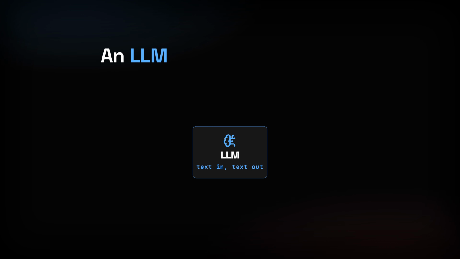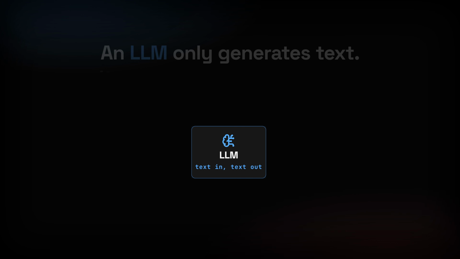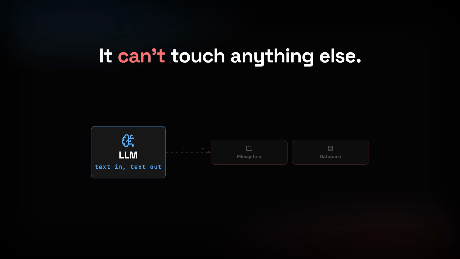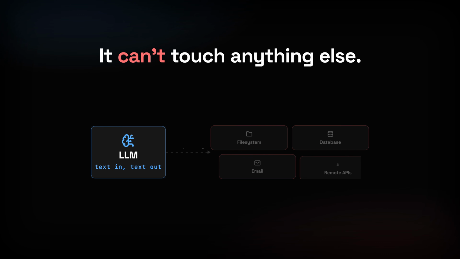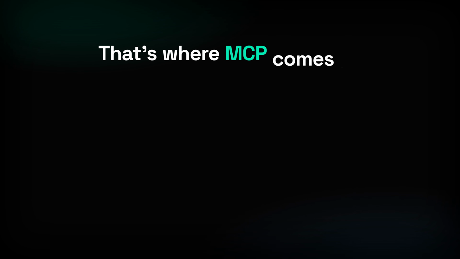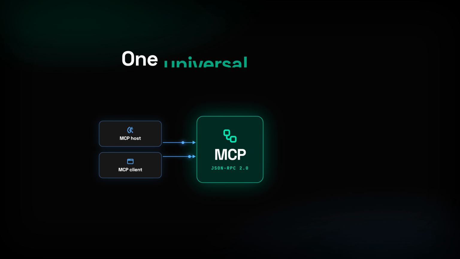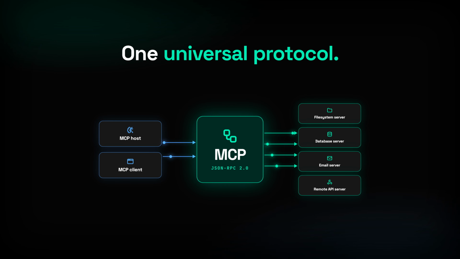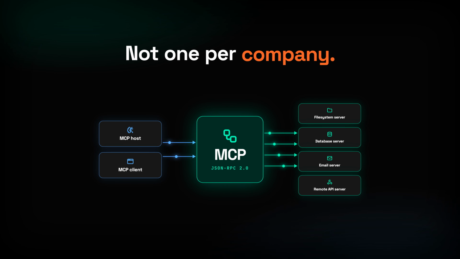An LLM, by itself, only generates text. It doesn't know how to do things like access your file system, search your database, read emails, or interact with APIs. That's where MCP comes in. Think of MCP as a universal protocol that allows any AI model to communicate with external tools. Instead of every AI company inventing its own tool calling system, everyone can just use the same MCP.